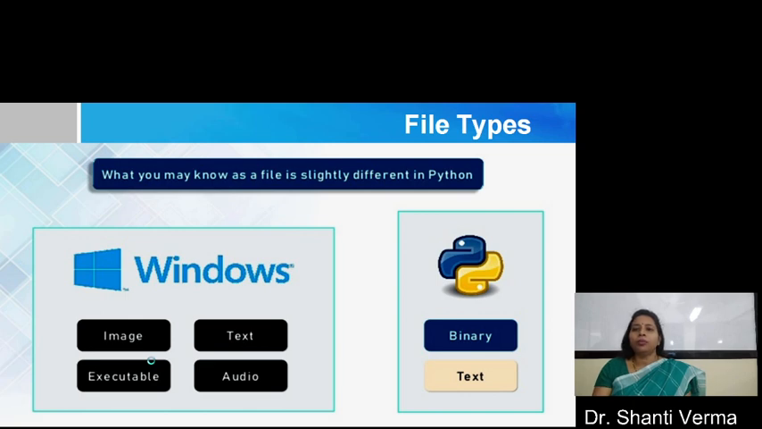Now let's discuss types of files. In Windows, there are different types of files like image files, text files, executable files and audio files. In Python, there are two types of files, binary files and text files. A binary file stores data in the form of 1 and 0, while a text file stores data in the form of characters or words. So, in Python, files are slightly different from Windows.